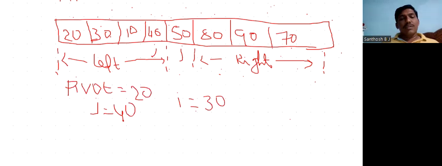So consider this table: the pivot value is 20, I is now 30, and J is 40. Okay, now the comparisons start.